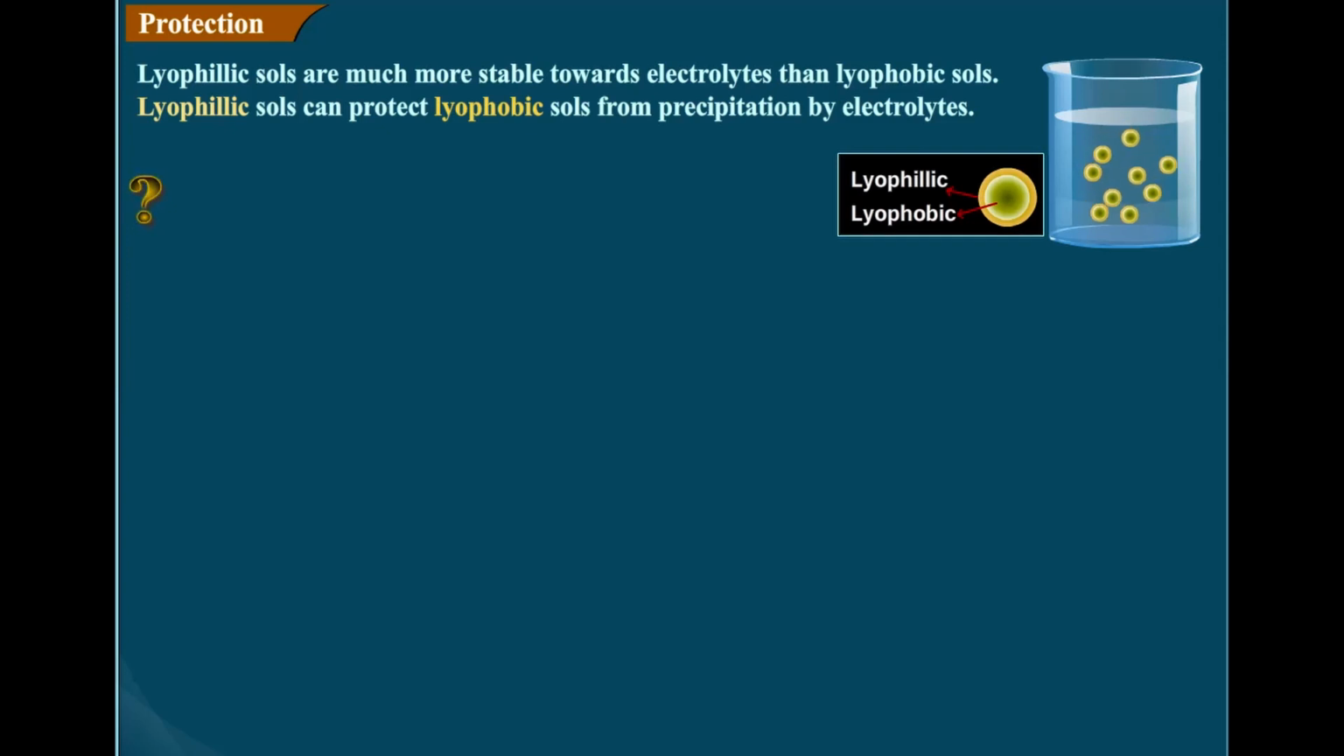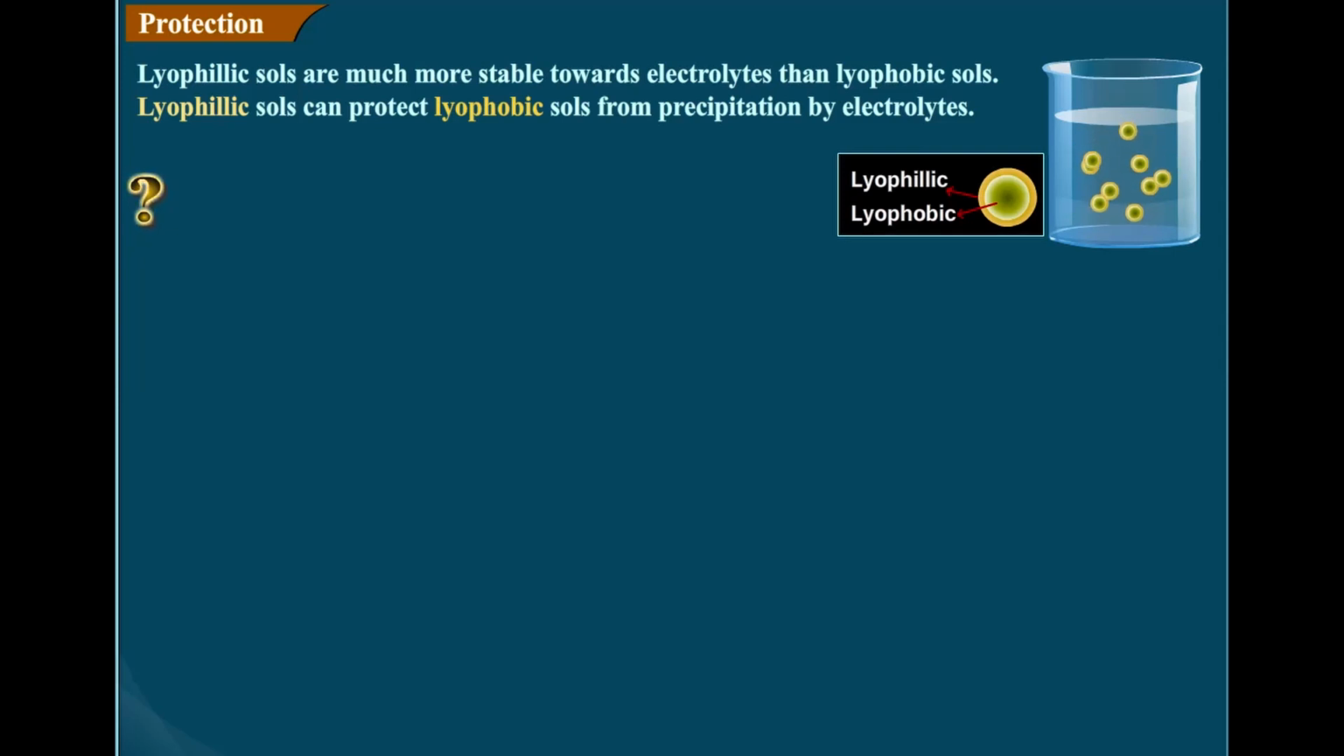So lyophilic sols are much more stable towards electrolytes than lyophobic sols. Lyophilic sols can protect lyophobic sols also from precipitation by electrolytes. This is due to the fact that lyophilic colloids are extensively solvated, which I mentioned earlier. You can see here there is a covering around the particle by the solvent. Lyophilic colloids have a unique property of protecting lyophobic sols. Hence, lyophilic colloids can be used for protecting lyophobic colloids.